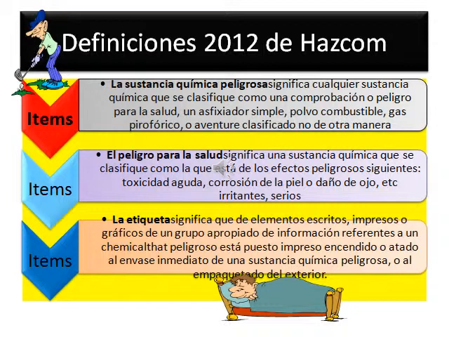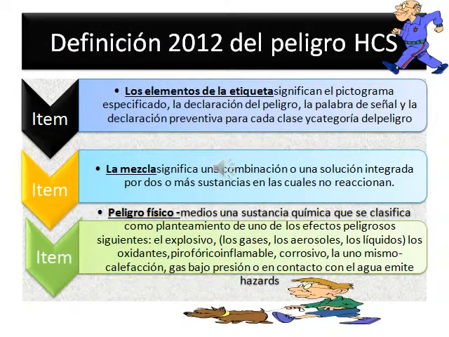A health hazard means a chemical which has been classified according to the hazardous effects of acute toxicity, skin corrosion, irritant, or serious eye damage. The label means the appropriate group of written, printed, or graphic information elements concerning the hazardous chemical that is affixed to or printed on the container. A label element means the specified pictogram, hazard statement, signal word, and precautionary statements for each hazard class and category. Mixture means a combination or solution composed of two or more substances in which they do not react.